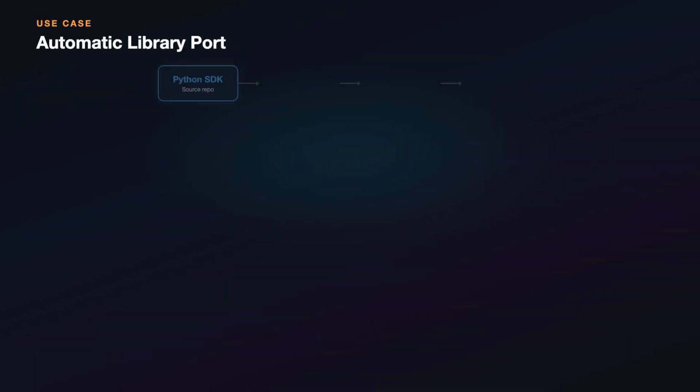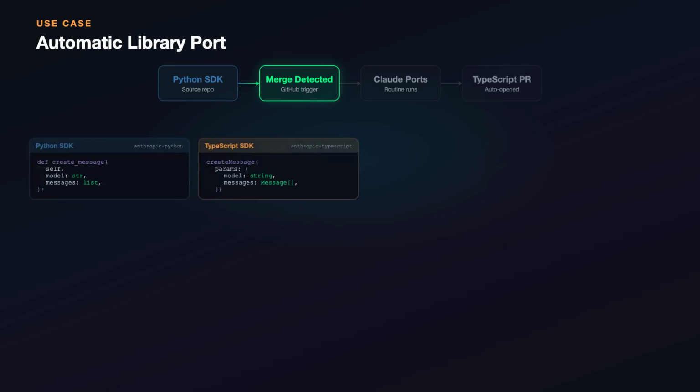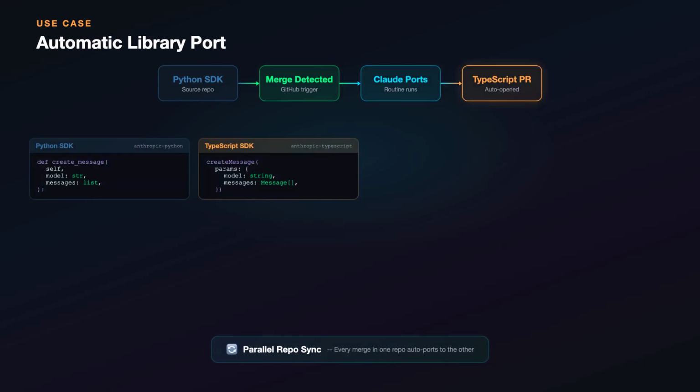Here's another powerful pattern: library port. You have an SDK in Python and a parallel SDK in TypeScript. You create a GitHub trigger on pull-request.closed, filtered to merged PRs in the Python repo. When a change merges, Claude reads the diff, understands the intent, ports the change to the TypeScript SDK, and opens a matching PR. Two libraries stay in sync without a human re-implementing every change.